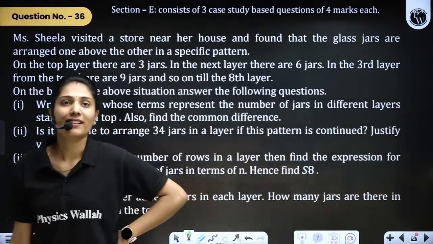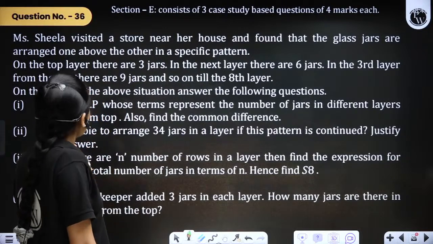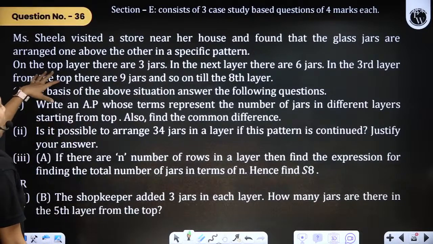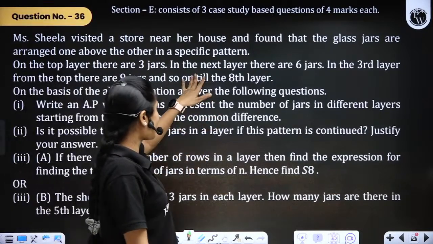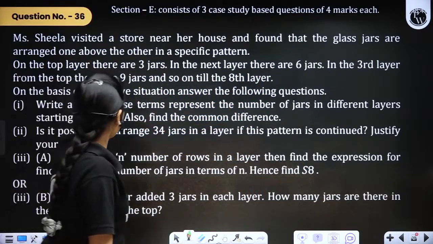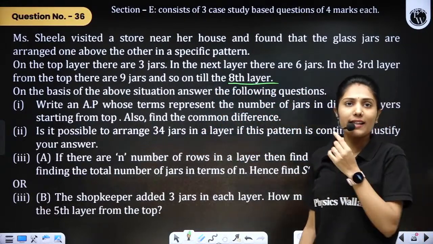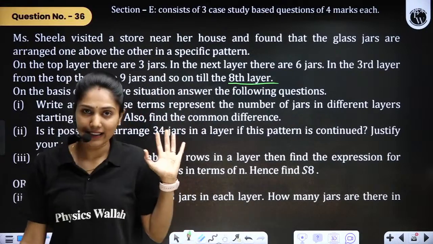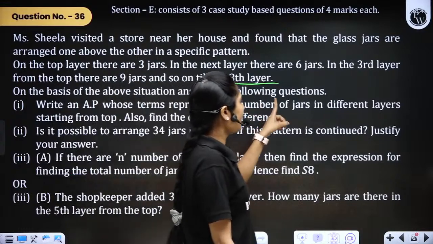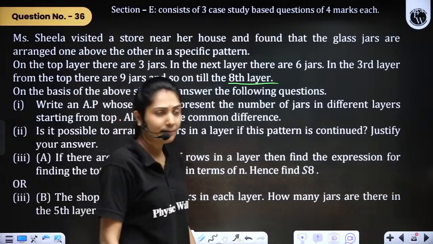Next is: Miss Sheila visited a store near her house and found that the glass jars are arranged one above the other in a specific pattern. On the top layer there are three jars. In the next layer there are 6 jars. In the third layer from the top there are 9 jars, and so on till the 8th layer. Write an AP whose terms represent the number of jars in different layers starting from the top. Also find the common difference.